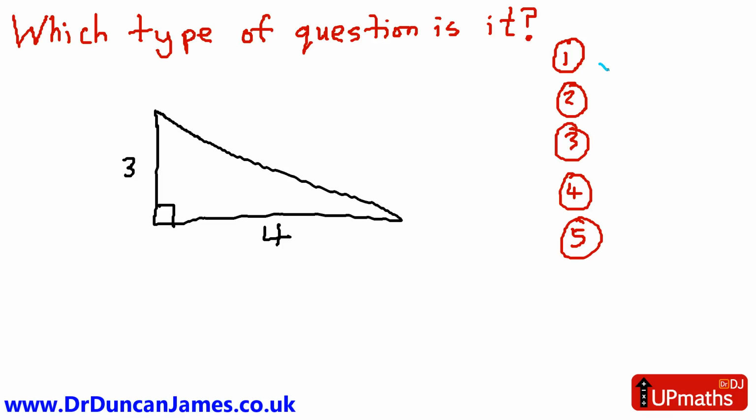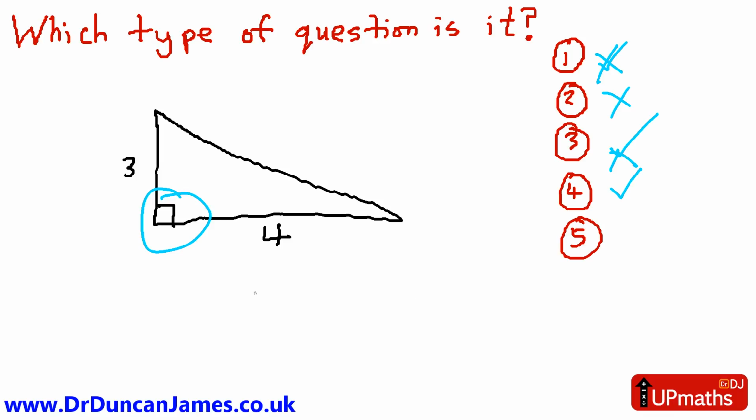Well, it's not an equilateral triangle. It's not isosceles, not as far as we can tell. Sorry, it's not similar triangles. But I can see a right angle, because there's obviously a right angle there. So it could be SOHCAHTOA or it could be Pythagoras.